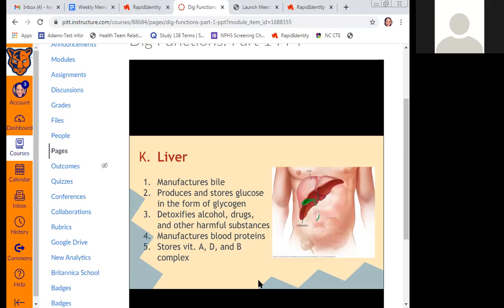The liver also is responsible for manufacturing blood proteins, and it stores vitamins A, D, and B complex. Those are more of accessory facts for you, so you don't necessarily have to remember those. Sorry, guys, Miss Hardy's getting hot. But it's important information for you.